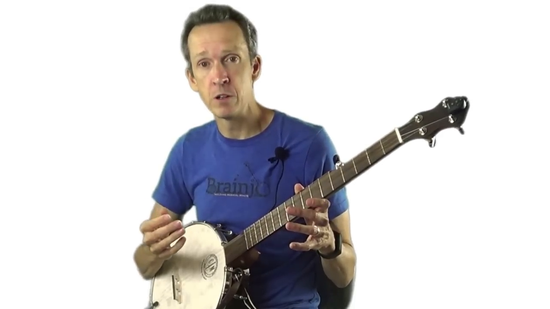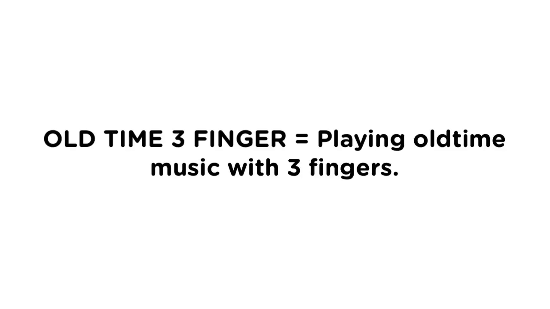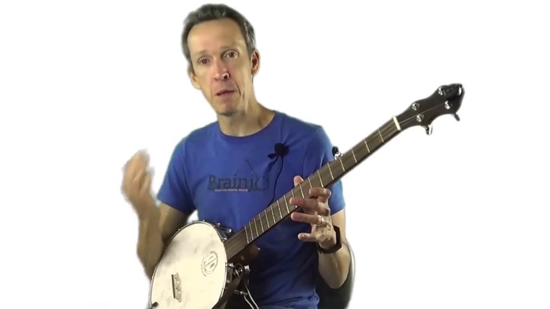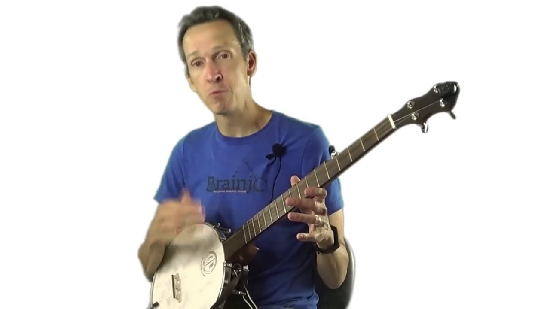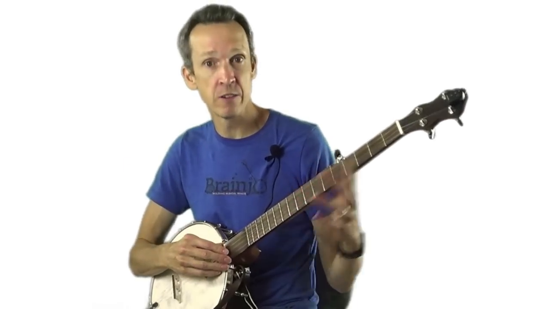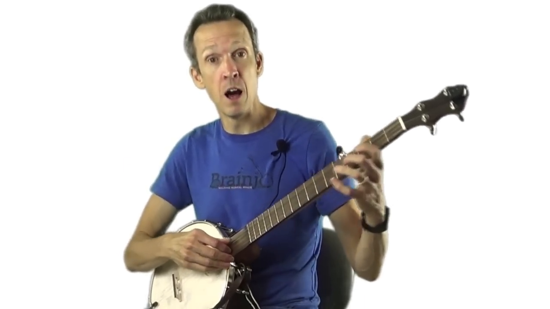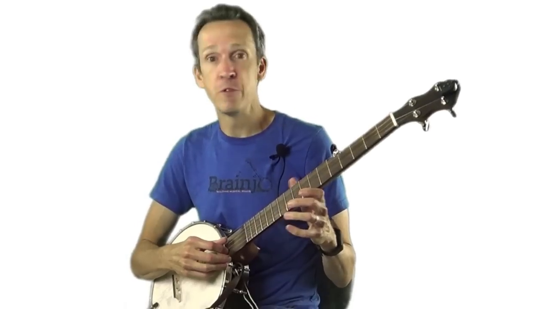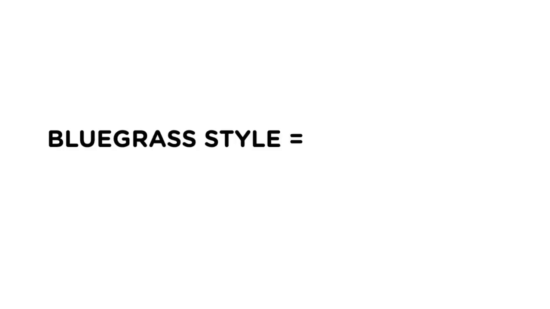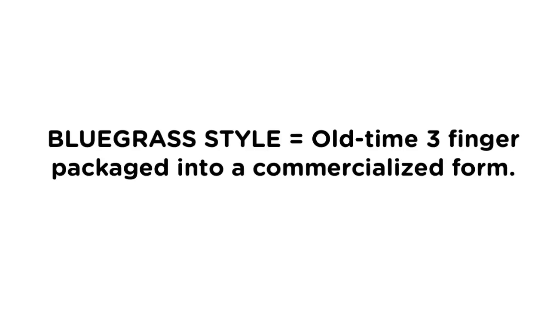But old-time three-finger pretty much means three-finger style that's used to play old-time music. And old-time music is kind of the repertoire of music that people played in their homes prior to the advent of radio. So before music became commercialized, stuff people played a lot in the Appalachian South for their own entertainment and for dances. And then bluegrass style is essentially that same music that was then adapted and made a little bit more commercial initially and famously by Bill Monroe.